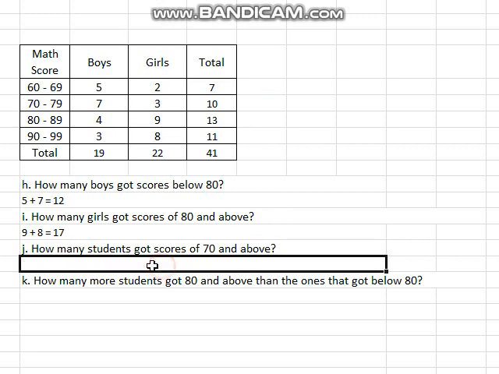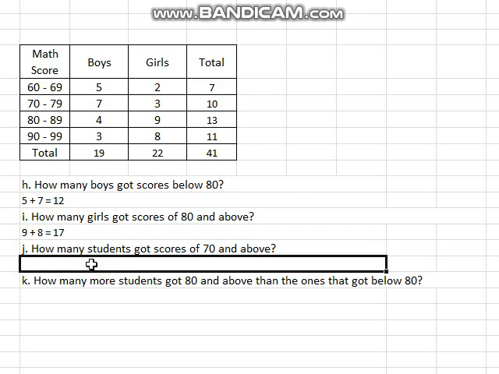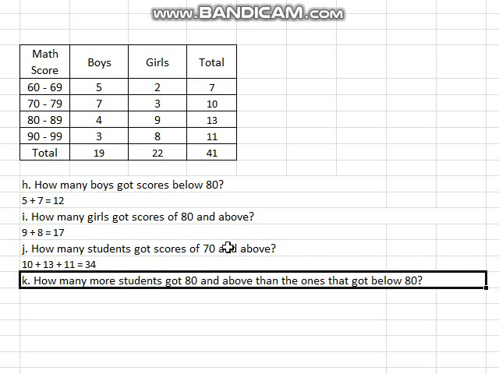Now let's do again. How many students got scores of 70 and above? How many students got 70 and above? So you see, this is the total students here. How many got 70 and above? So you see this one, 70 and above here, right? This one is below 70, so we do not include that one. So we need to include these numbers. So the answer must be 10 plus 13 plus 11. So let's just write it down. 10 plus 13 plus 11, so it will become 34. Okay, these are the number of students that got 70 and above.